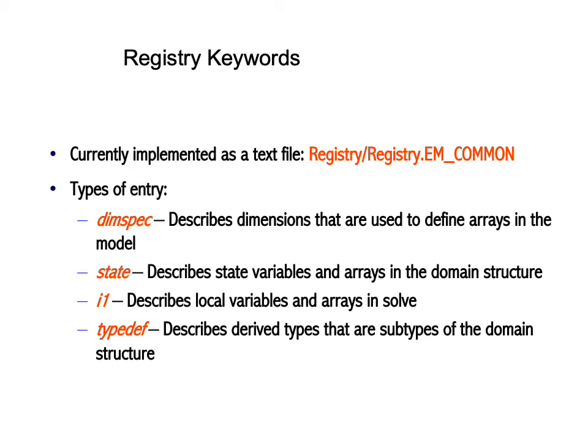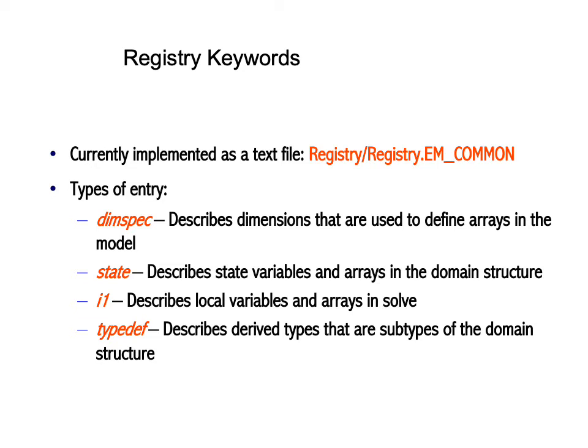I1 is similar to a state variable. This is a variable that is only allocated during a single time step of solve. So I1 variables tend to be local to the solve routine and routines below it, and they only live for a single time period. These are fields such as tendency arrays that don't have to live from one time step to the next. There is a typedef keyword which allows WRF users to define derived types.